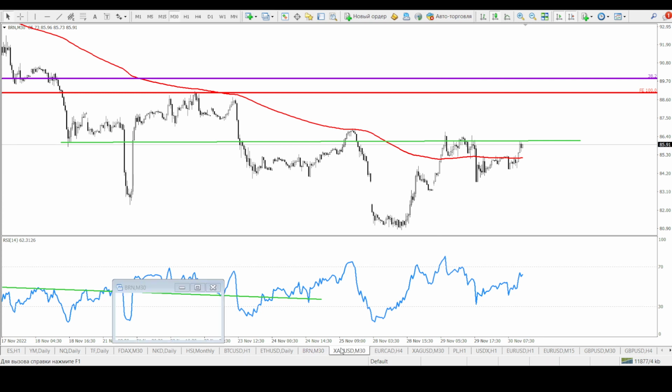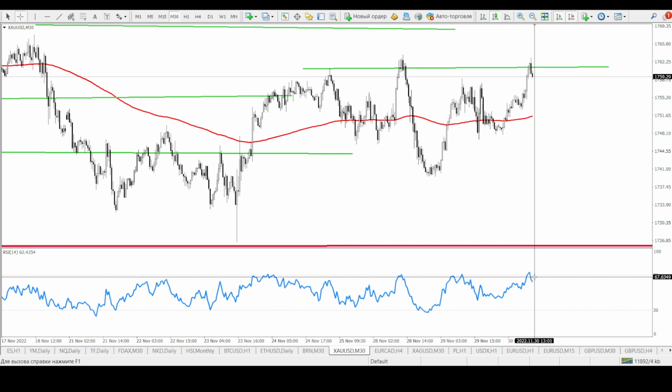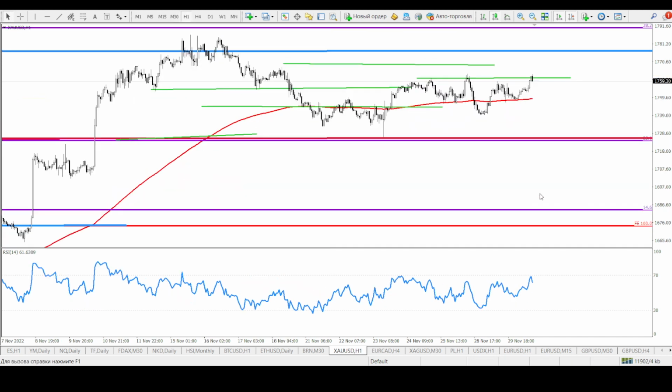Okay, if you go to gold, current price is 1,760, and on the 30-minute chart, it also has a good resistance right now. And if you check RSI period 14, it's near the resistance area, near the 70 area. So if you trade intraday, you can try to sell from here down to 1,740. More resistance. Look over here.